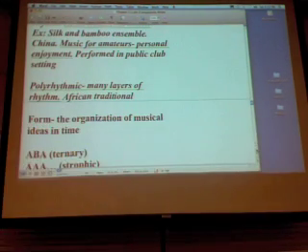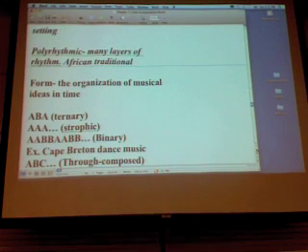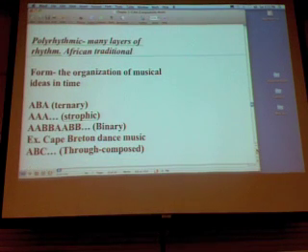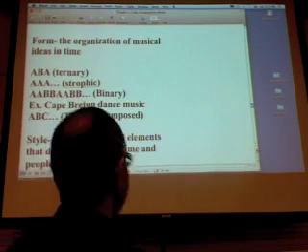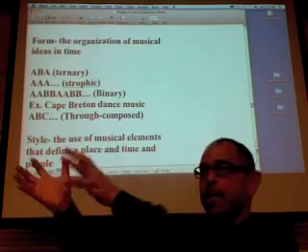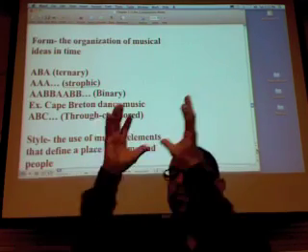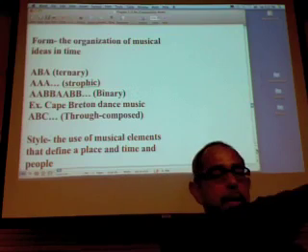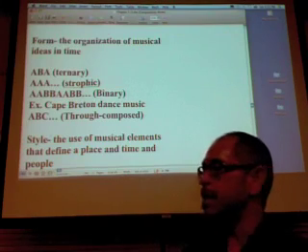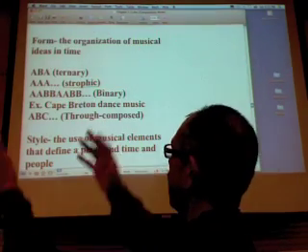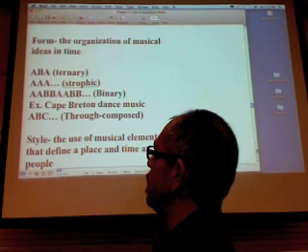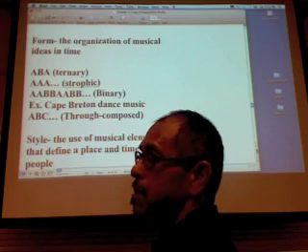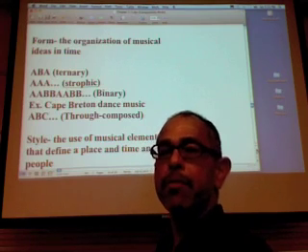Let's go on to form. Form is the organization of musical ideas in time. One of the most common forms we find in Western music is ABA form. You start off with an idea, a different melody in the middle, come back to the original melody or the original idea, end of story, ABA. There are names for some of the most common forms. ABA form is also known as ternary or 3-part form.